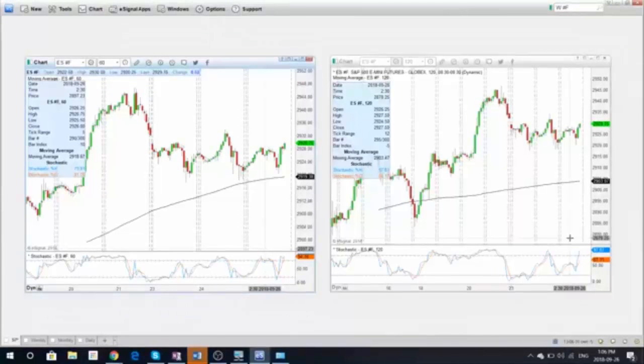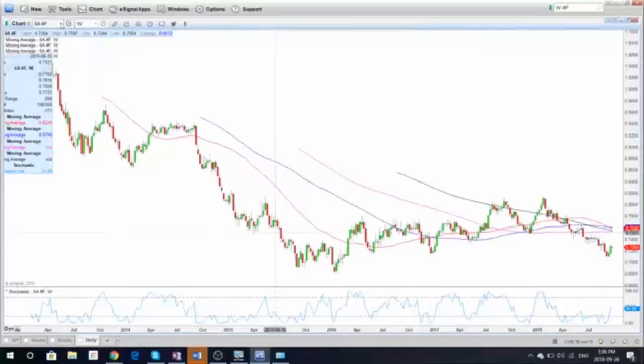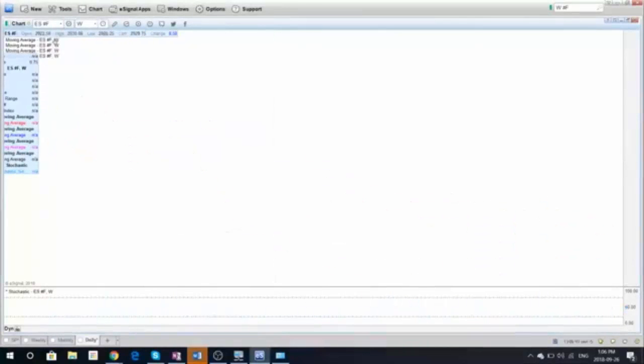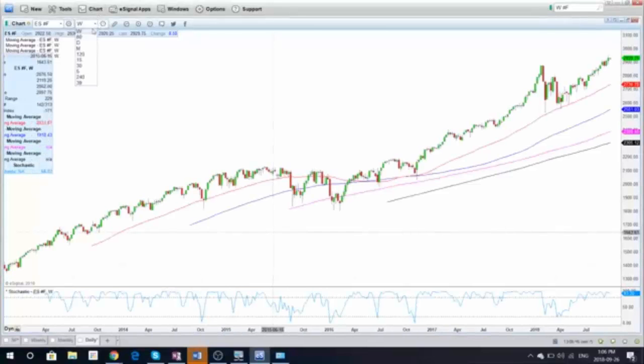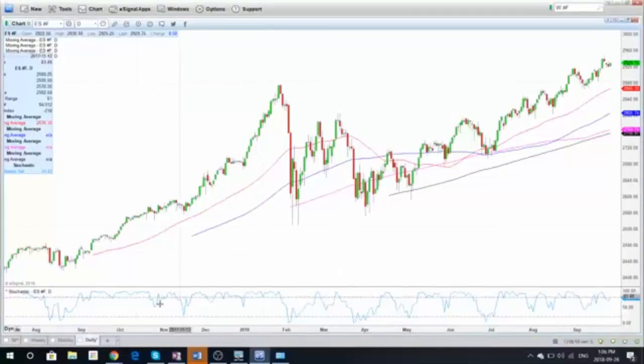Okay, enough talk for now. Let's get back into the analysis. We always start with the S&P. Let me bring up an S&P chart. I'll bring up a daily. Here's the daily S&P. Down here is the stochastics.